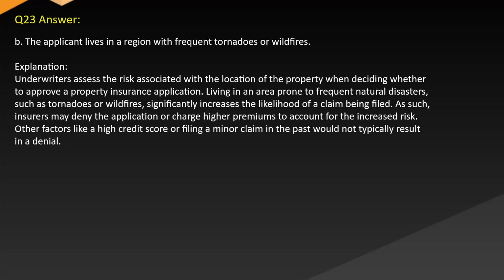Answer B. The applicant lives in a region with frequent tornadoes or wildfires. Explanation. Underwriters assess the risk associated with the location of the property when deciding whether to approve a property insurance application. Living in an area prone to frequent natural disasters such as tornadoes or wildfires significantly increases the likelihood of a claim being filed. As such, insurers may deny the application or charge higher premiums to account for the increased risk. Other factors like a high credit score or filing a minor claim in the past would not typically result in a denial.